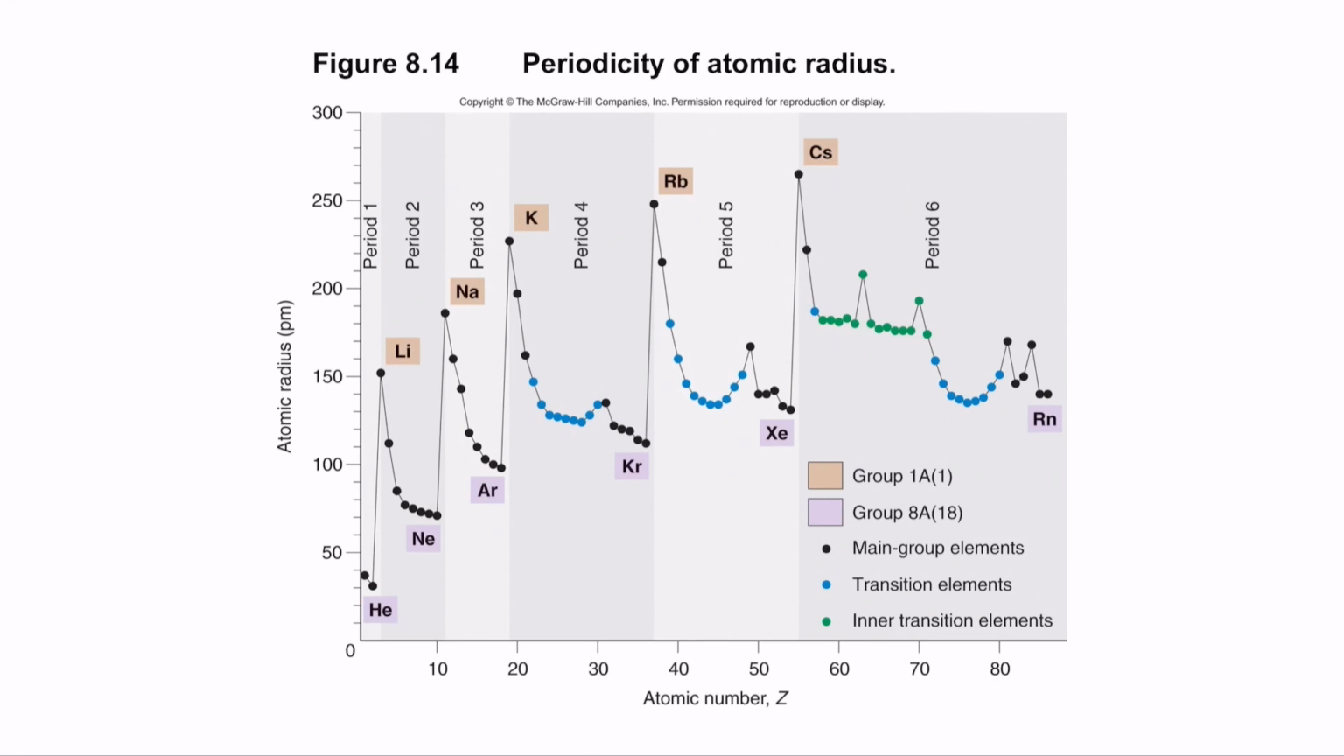So this is the diagram that explains the periodicity of atoms. Notice that the lesser the group number, the higher the atomic size. So group 1A elements are the largest in terms of their period.